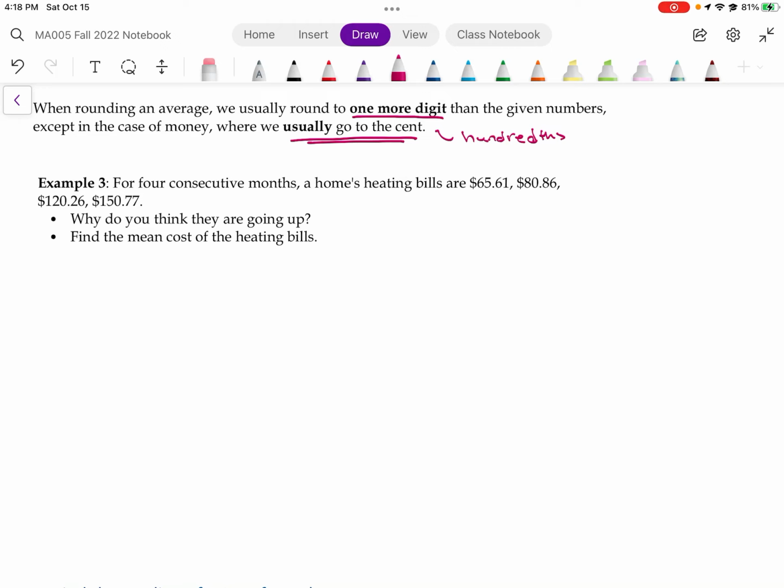So go ahead and find the mean cost. You're going to have to add up the sum of the numbers, right? The sum. And you're going to divide by n. So first find n. N is 4 numbers. So 4 consecutive months. We didn't even have to count them. So add up the top and divide by 4. And when you add up those numbers, you're going to get 417.50. And there are 4 numbers.